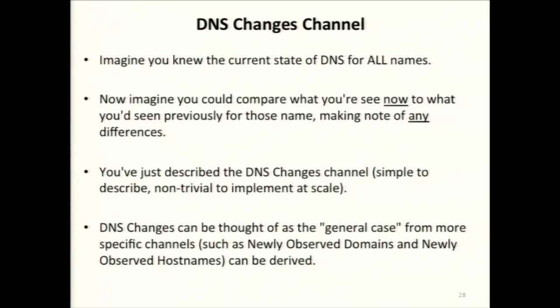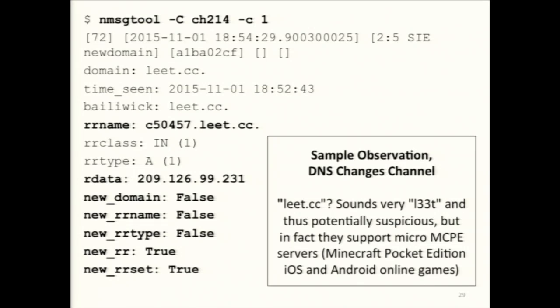Well, I'm going to give you some examples. So this is a one-record snapshot from channel 214 on the Security Information Exchange. You can see the timestamp. You can see it's a new domain record. You can see leet.cc was the name.